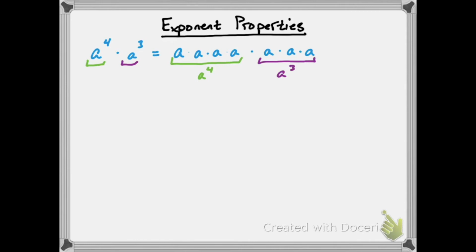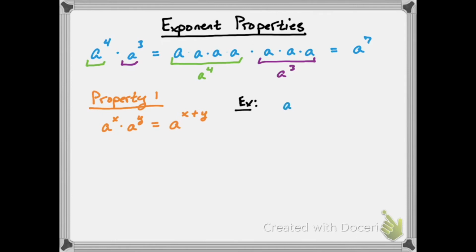Altogether, if we multiply all of these a's together, how many a's do we have? 7 of them. So we can see that when we multiply two terms together that have the same base, we don't multiply the exponents, we actually add them, because we're counting how many of those bases we have. And that's our first property of exponents.